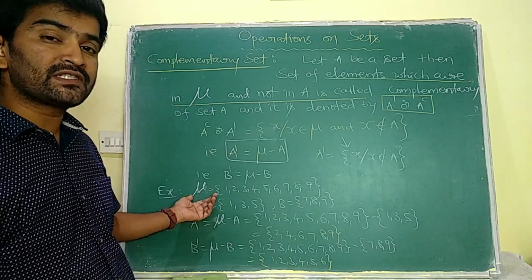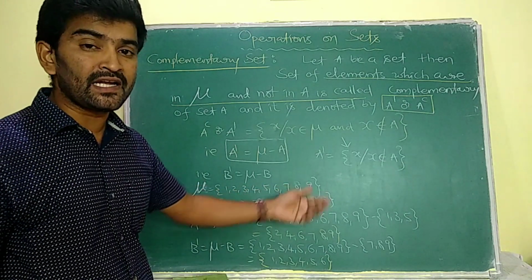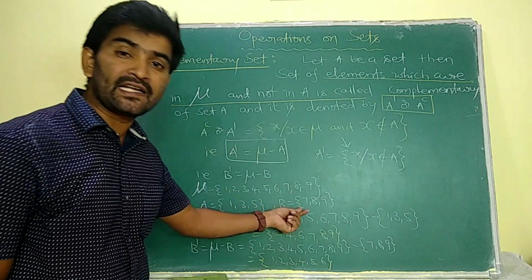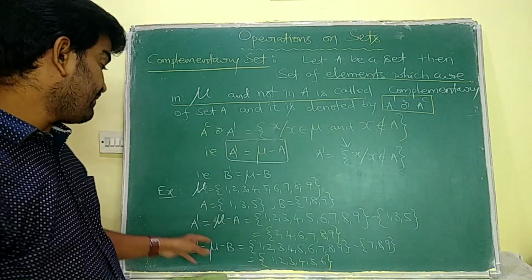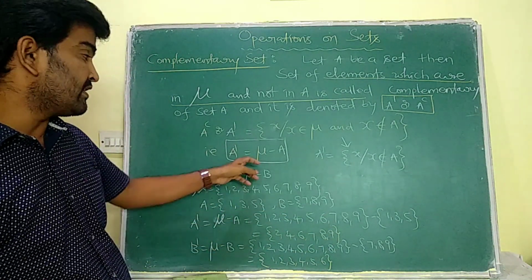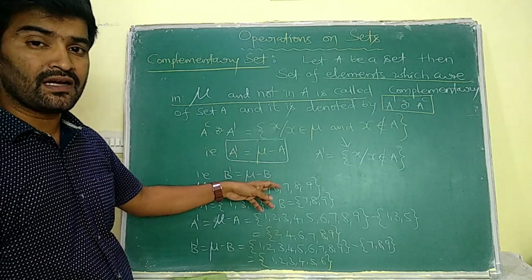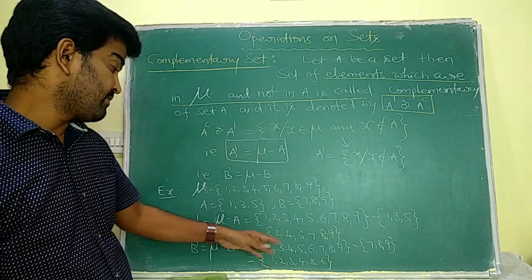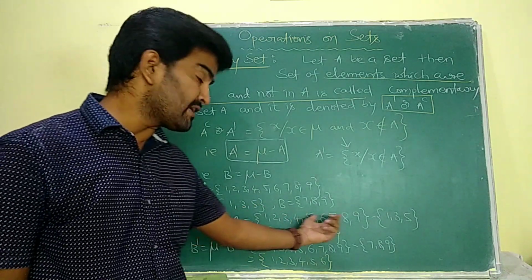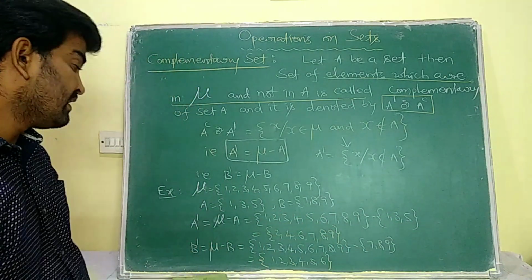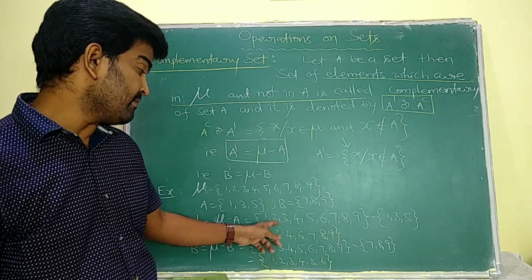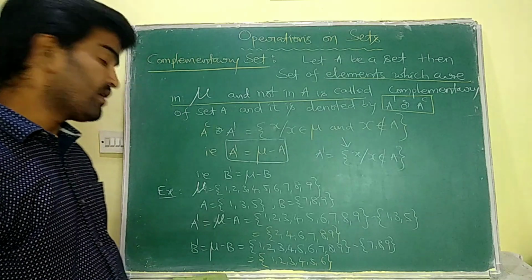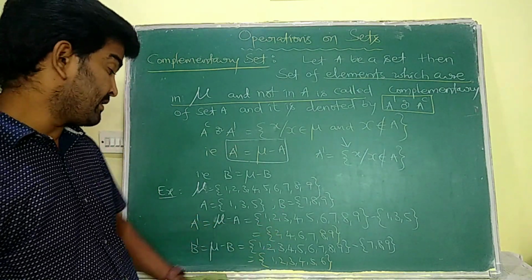Let us suppose the universal set mu is the set of the first 9 natural numbers. Now A is taken as 1, 3, 5 and B is taken as 7, 8, 9. Firstly, we will find A dash. A dash means, according to the formula, mu minus A. That means we have to remove all the elements of A from the universal set. So this is the universal set, from that I am removing 1, 3, 5. Then the elements left with us are 2, 4, 6, 7, 8, 9. That is A dash or A complement.